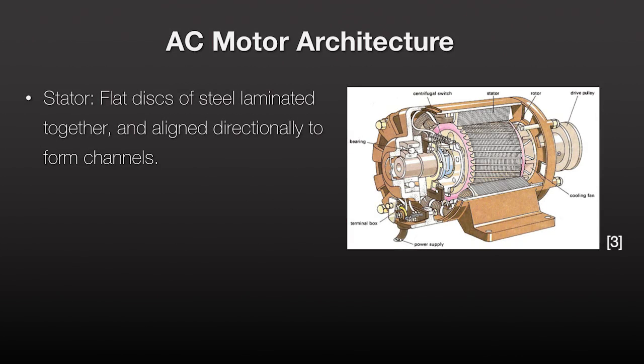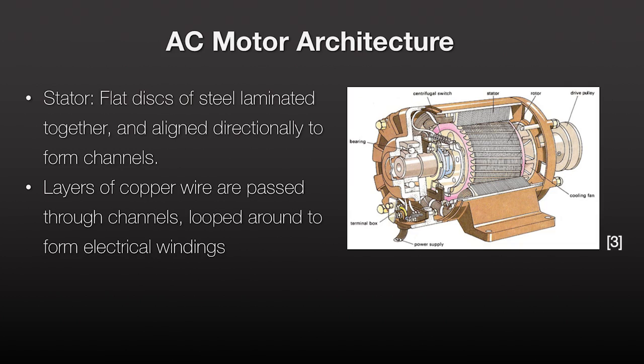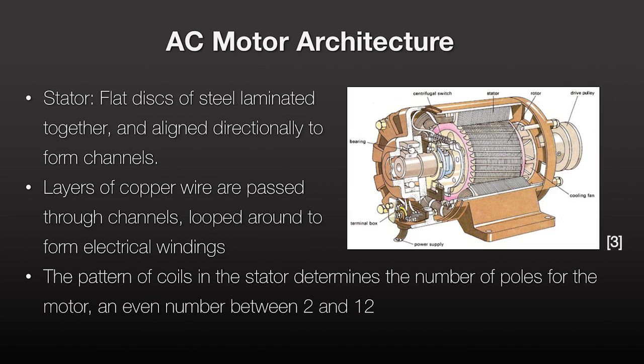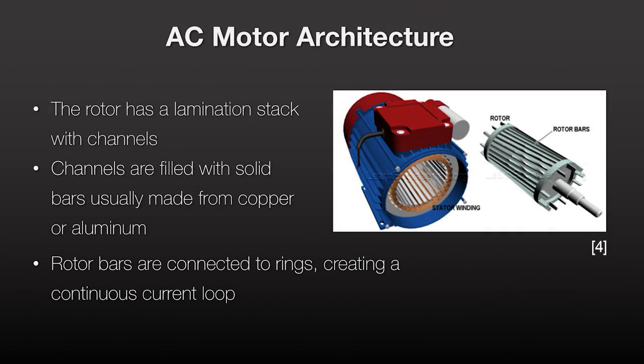The stator consists of a series of flat steel discs laminated together. They're aligned directionally to form channels for the stator windings. These windings consist of layers of copper wire, which when passed through the channels create loops to form an electromagnet. The pattern of coil windings in the stator determines the number of poles for the motor, an even number usually between 2 and 12. The rotor channels consist of solid bars of copper or aluminum.